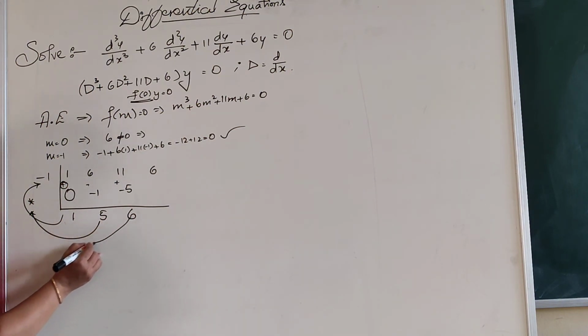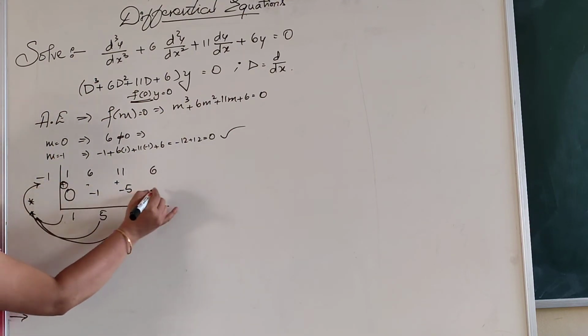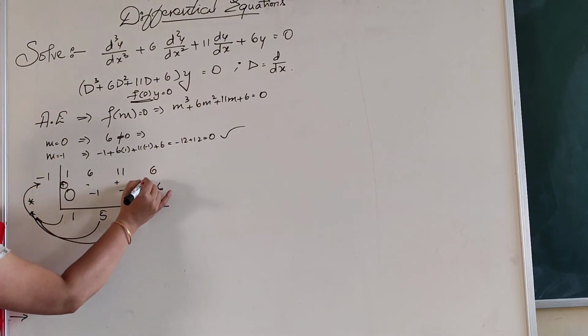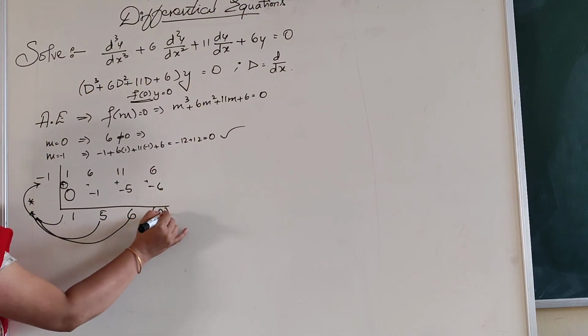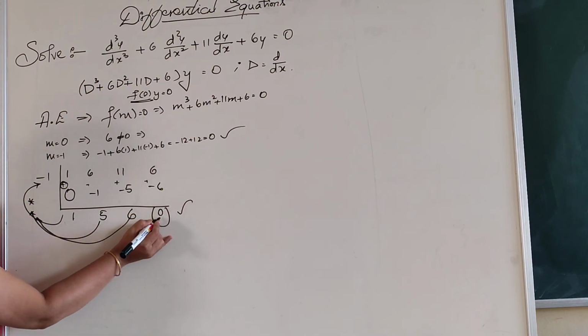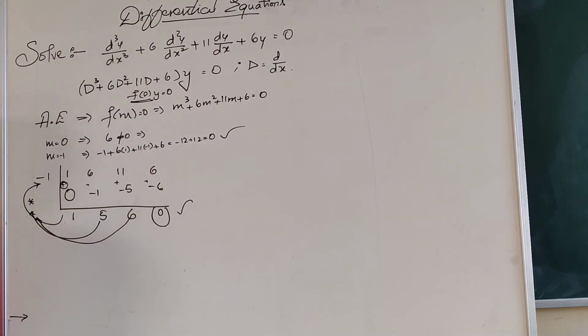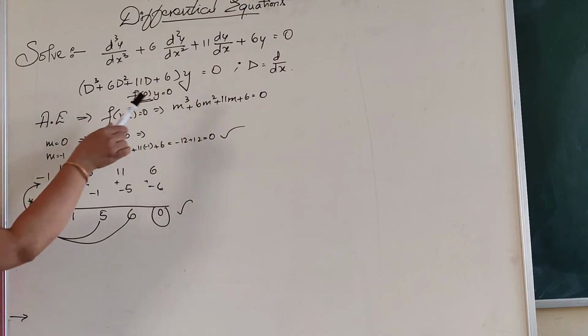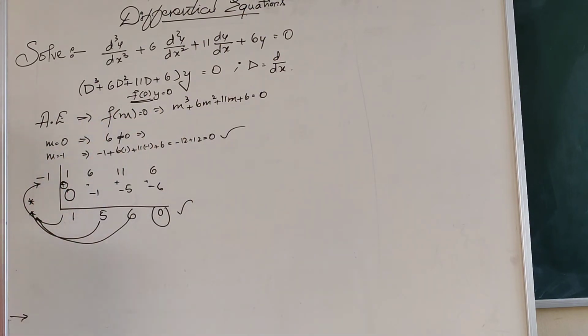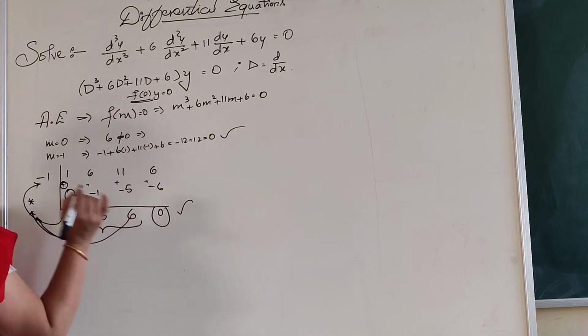Now again 6 is multiplied by minus 1, which is going to be minus 6, and when you add here you will get a 0. And if this is 0, that means this value gives us the remainder. So if this is 0, that says that this particular value, minus 1, is one of the roots of this particular equation. Understood? So what is the use of these numbers?